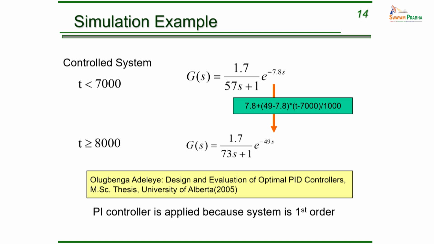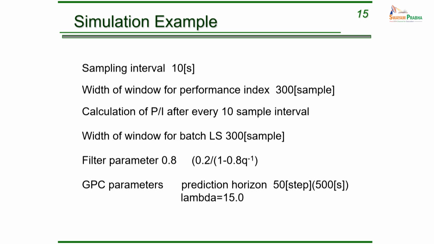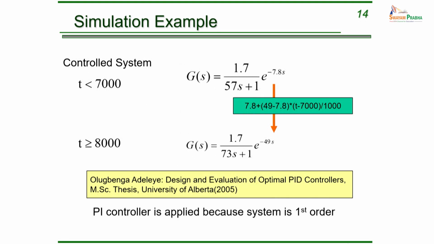Let's now apply this to a simulation example. We're dealing with a controlled system which has a continuous time transfer function such as the one shown here, and for t less than 7,000 the process is fixed. After the 8,000 sample interval, we change the delay substantially, and we also change the time constant.